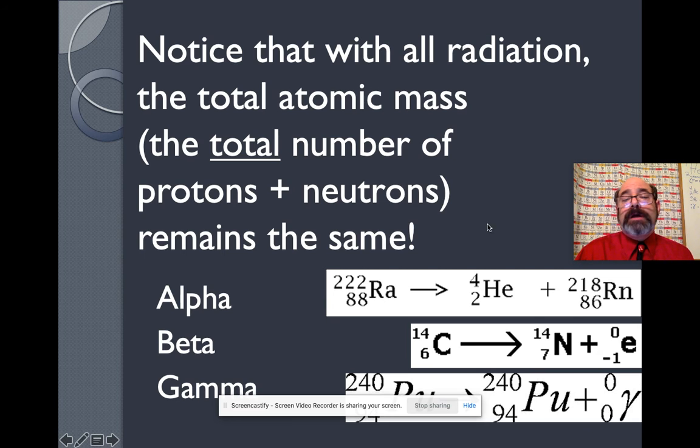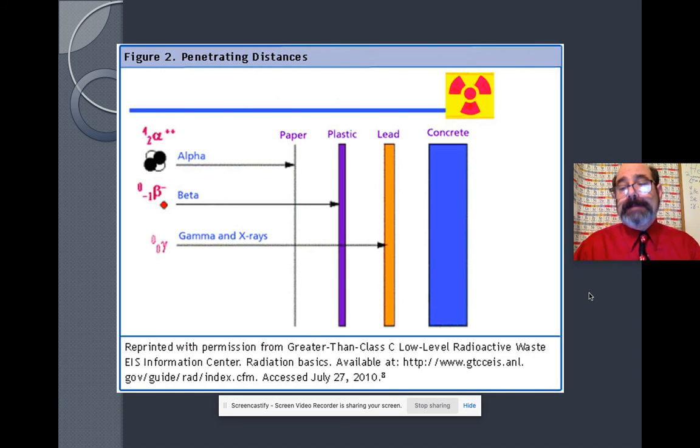Okay. Here we go. With all radiation, the mass is the same. The numbers are the same. This side equals that side. 222 equals 4 plus 218. The numbers on both sides are equal. It's a balanced equation. Isn't that amazing?